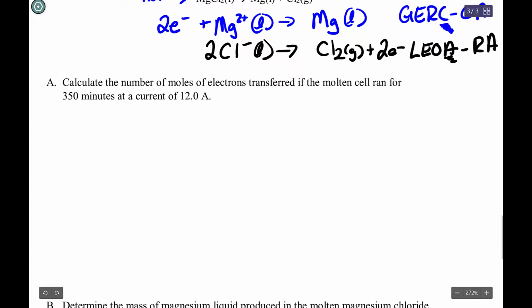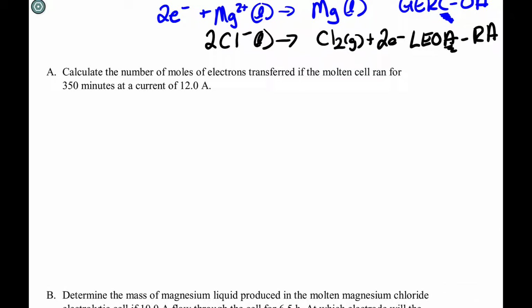So the first thing I'm going to get you to look at is A. It says calculate the number of moles of electrons transferred if the molten cell ran for 350 minutes at a current of 12 amps. What I'd like you to do is write down or make a list of all the variables you have. Pause the video now and make a list of all of the information you have and what you're looking for.